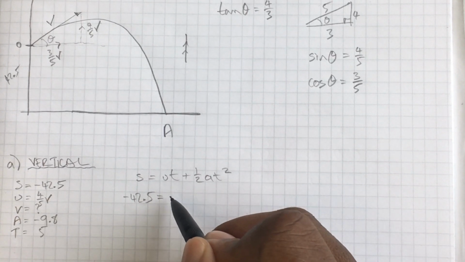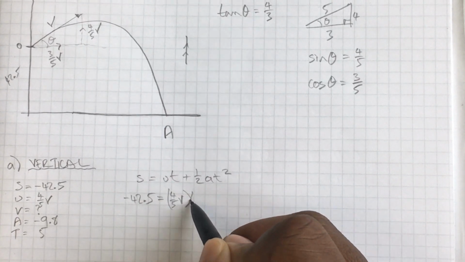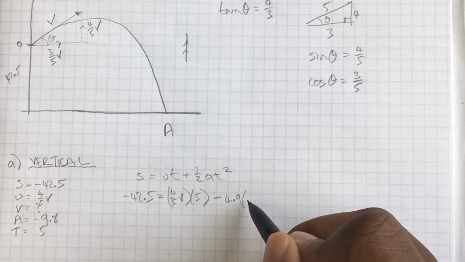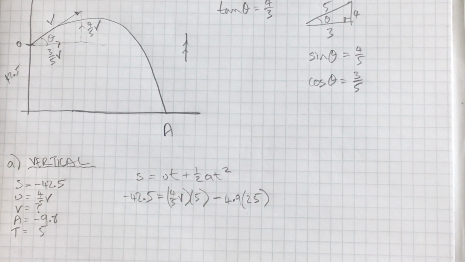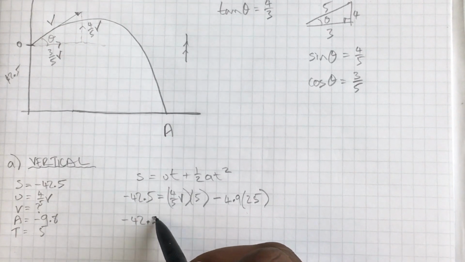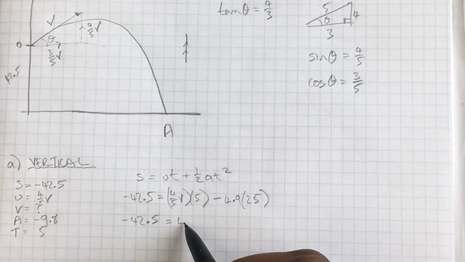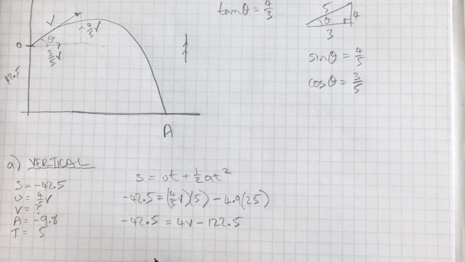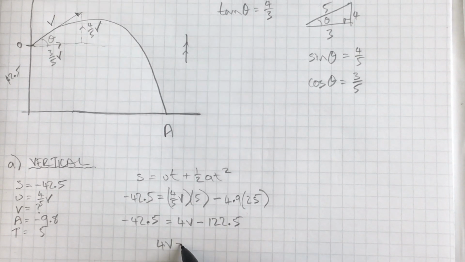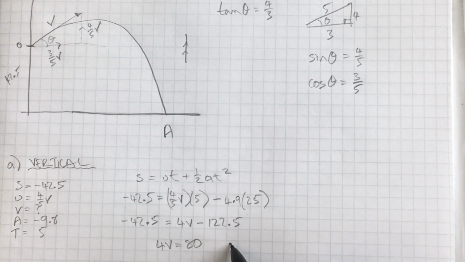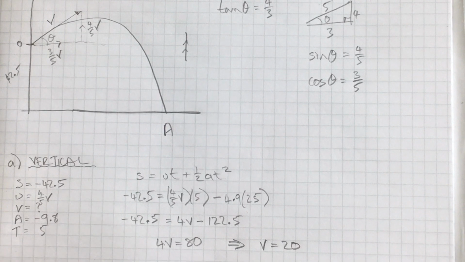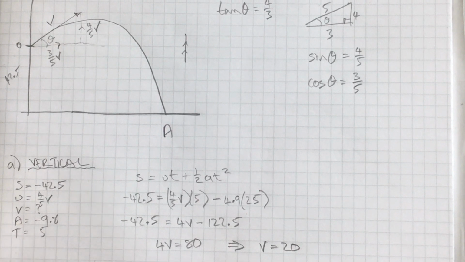So plugging these values into s equals ut plus half at squared, I really just need to rearrange as the only unknown is that v value, that initial velocity value. Okay, so some expansion and some smart rearranging gets us a value of v, which is 20. V equals 20 meters per second. And that's the magnitude, the diagonal magnitude of the initial velocity.